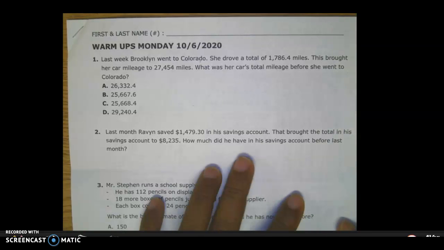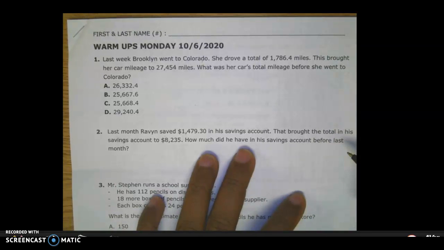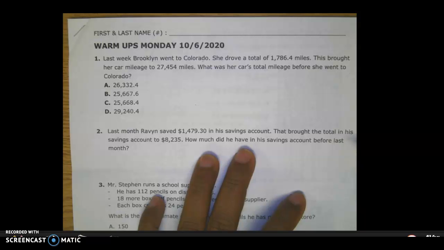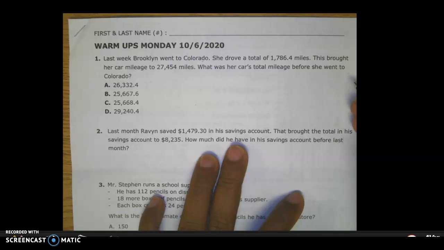Let's look at this problem. Last week, Brooklyn went to Colorado. She drove a total of 1,786 and 410 miles. This brought her car mileage to 27,454 miles. What was her car total mileage before she went to Colorado?